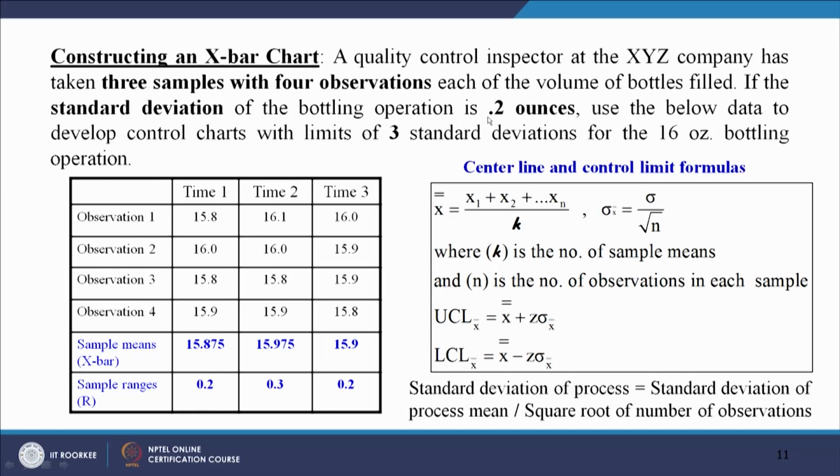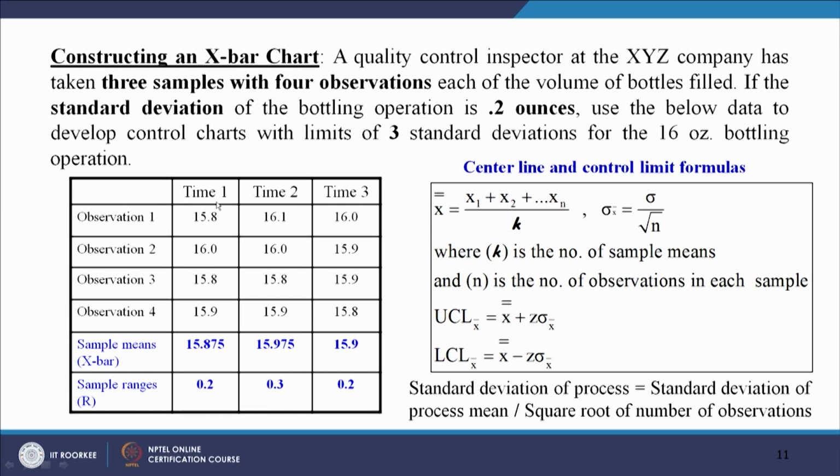If the standard deviation of the bottling operation is 0.2 ounce, use the below data given in the table to develop control charts with the limits of 3 standard deviations for the 16 ounce bottling operation. So the mean value is given that 16 ounce is the expected volume of the bottles that have to be filled.